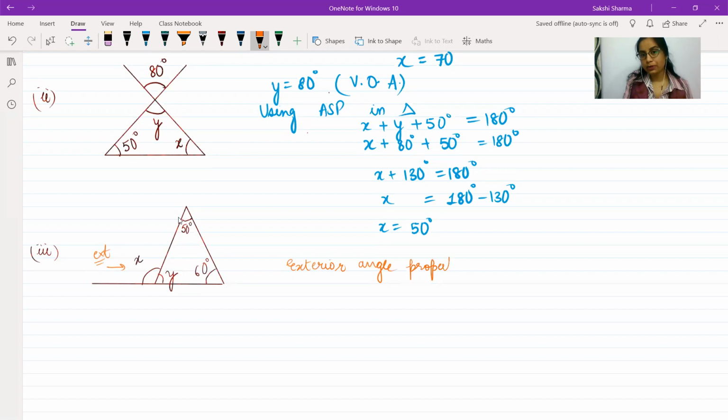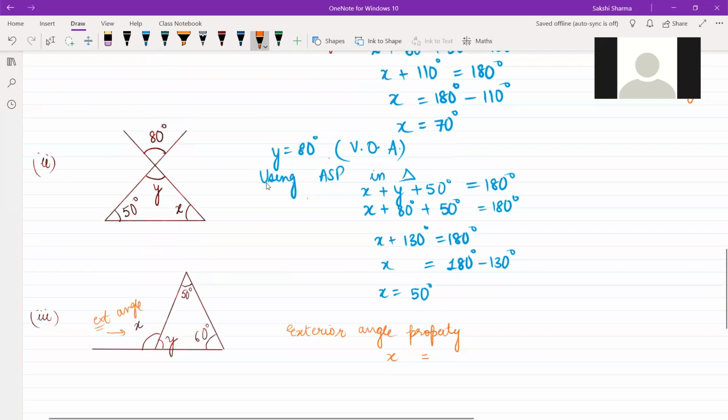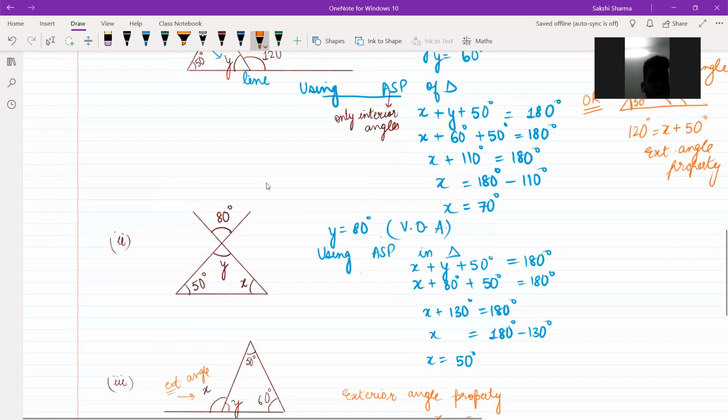The exterior angle property says that the exterior angle is equal to the sum of the interior opposite angles. So this is the exterior angle and the opposite angles to this in the triangle. If we go inside the triangle, which angles are opposite to x? Don't take the one adjacent to x, take the other two. Ma'am, 50 degrees and 60 degrees.